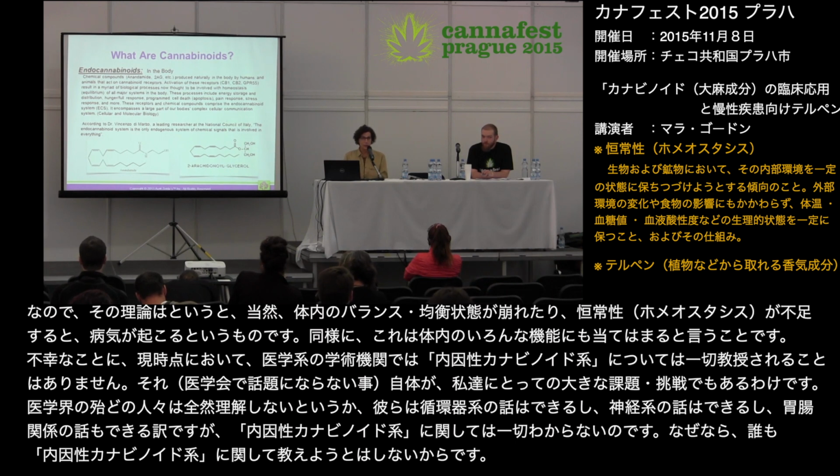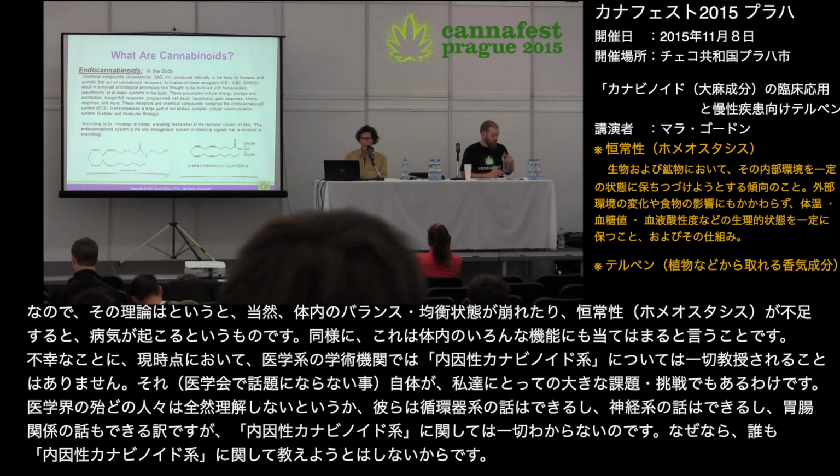disease can occur. So the same way that you have all these other systems in your body, unfortunately, medical schools do not teach about the endocannabinoid system for the most part at this point, which is part of the big challenge that we have with the medical community: they just don't understand it. They can tell you about the circulatory system, the nervous system, the gastrointestinal system, but they can't tell you about the endocannabinoid system because nobody bothered to tell them.